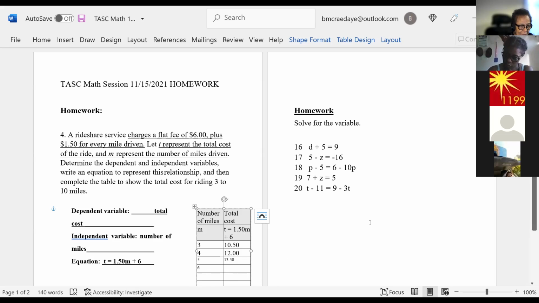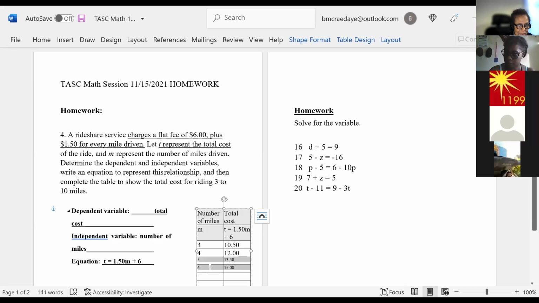What is it, Vanessa? 1.50 multiplied by 6, plus 13.50? No, you just add 1.50 each time. You don't have to multiply it out, Vanessa. It's only changing by $1.50 because that's $1.50 per mile, right? So what's 13.50 plus 1.50? Would it be $15? That's right, $15.